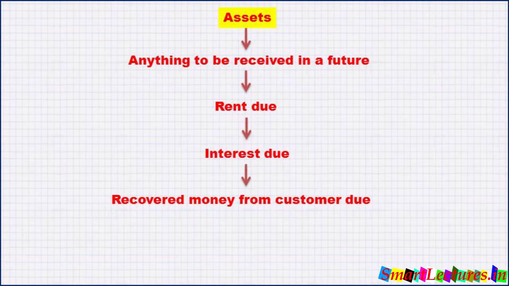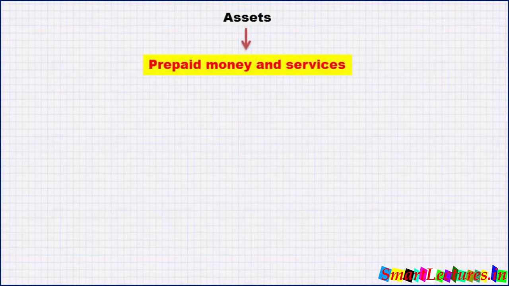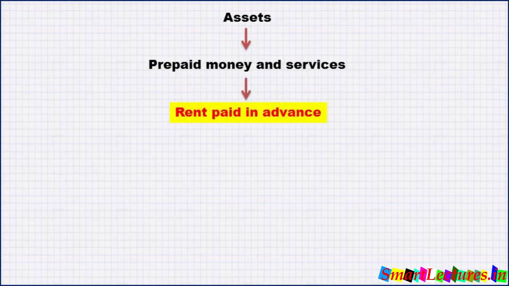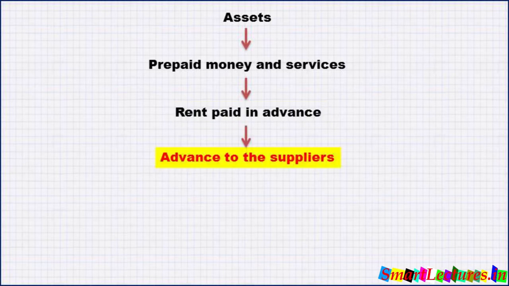Or any money or services we have already paid, just like if we have paid rent in advance and the benefit will be received in future, that is our asset, prepaid rent. Or we have paid advance to the suppliers, that is our asset. So assets can be seen from different angles. Anyhow, now I am going to talk about adjustments.